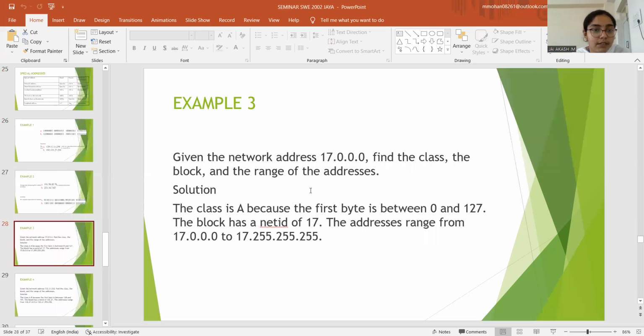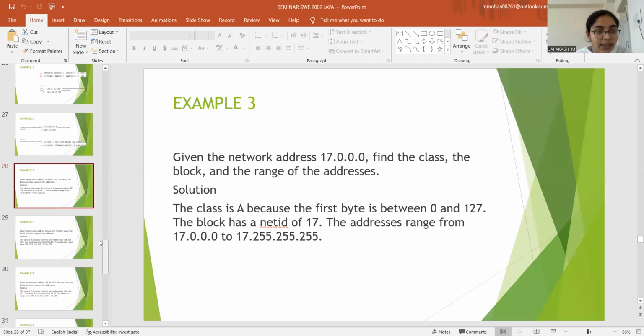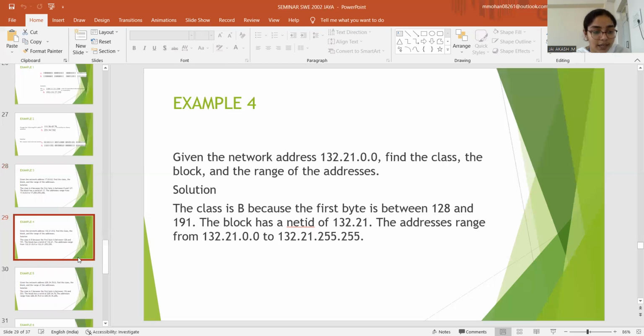Here, the first example is: given the network address 17.0.0.0, find the class, the block, and the range of the addresses. It is class A because class A is 0 to 127 and 17 is within that, so it is class A. The first byte is between 0 and 127, so it's block A. The block has the integer 17 and the addresses range from 17.0.0.0 to 17.255.255.255. And here we can see other examples of the same type.